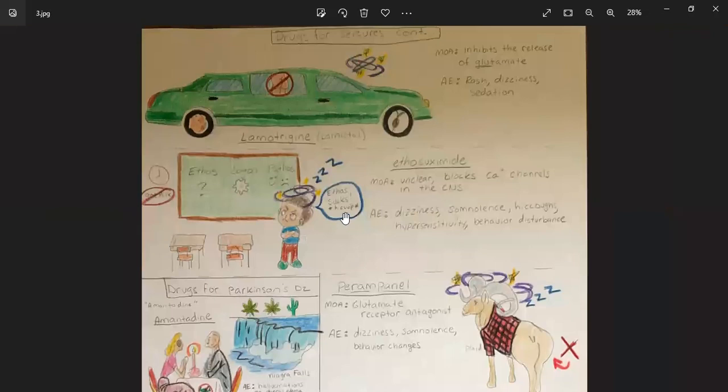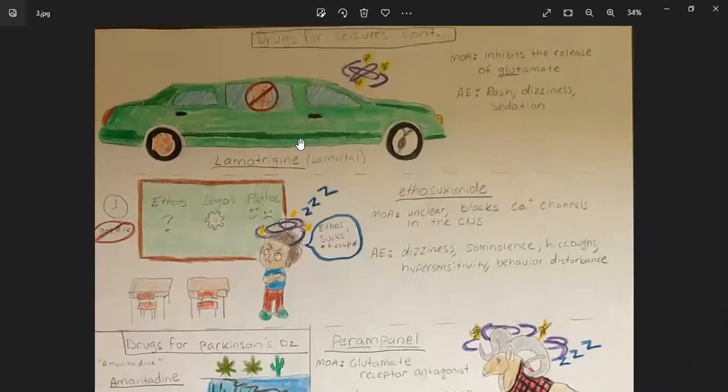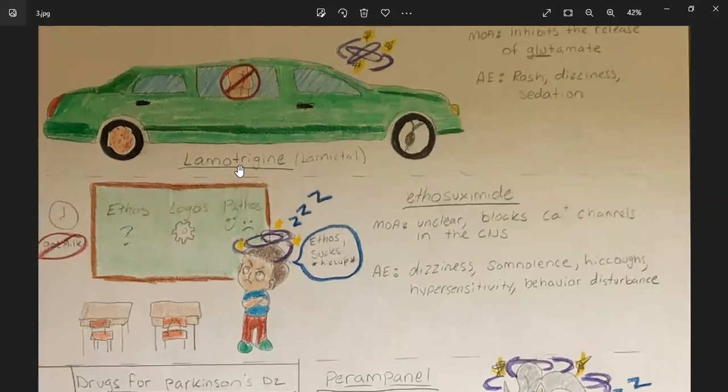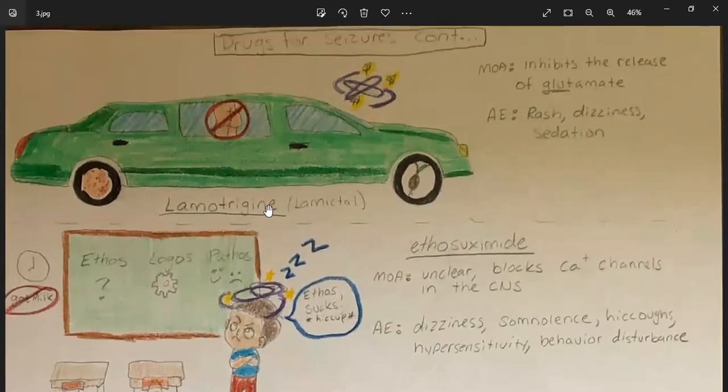And then we just have a couple more drugs for seizures, but these ones just have sort of MOAs that aren't sodium channel blockers and they aren't GABA augmenters. So this first one is lamotrigine. So this is just a limo, a green limo, so limo, lamo, and then trigine, green, lamotrigine. And this inhibits the release of glutamate.